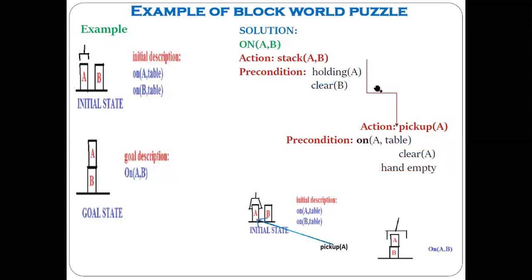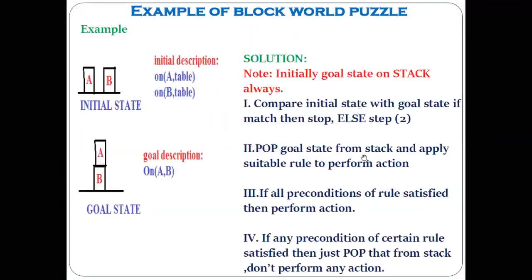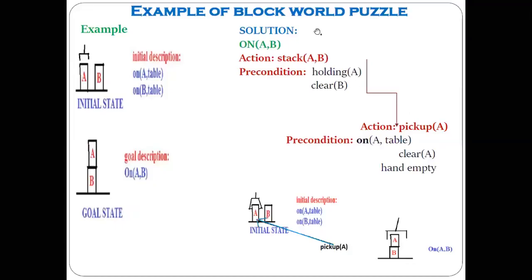Let me show you the rule. If all the preconditions of a rule are satisfied, then perform the action. Yes or no? Yes. So here you can see, all the preconditions are getting satisfied. This is getting satisfied. This is getting satisfied. And this is also getting satisfied. That's why we pop it. Here it is not matching. That's why we have not popped it.